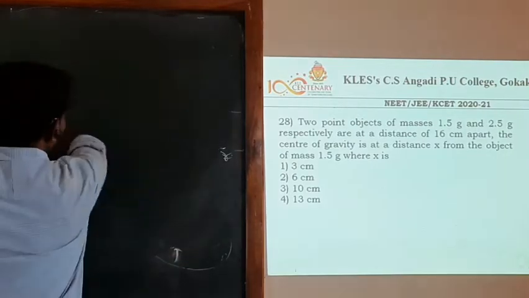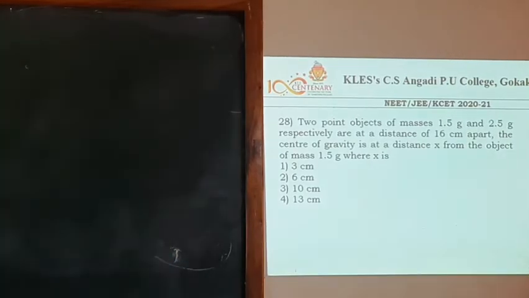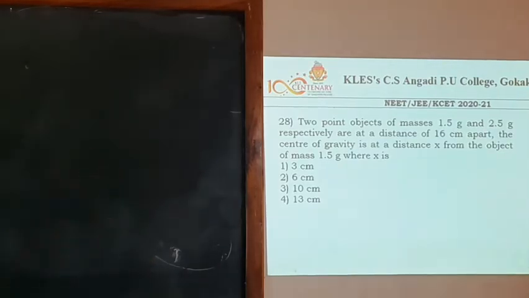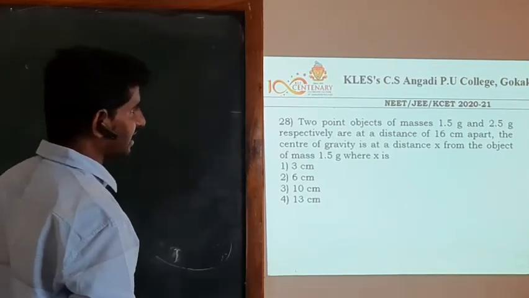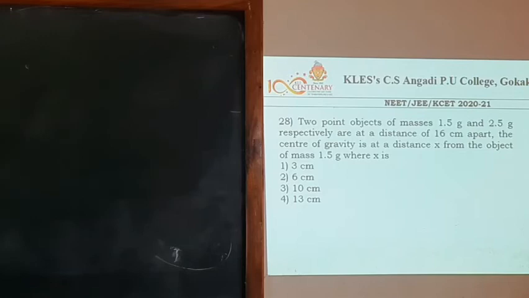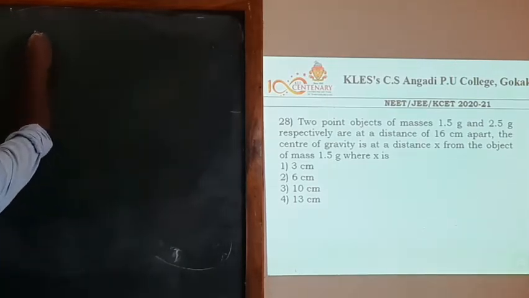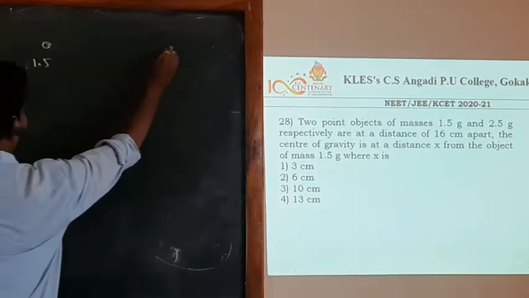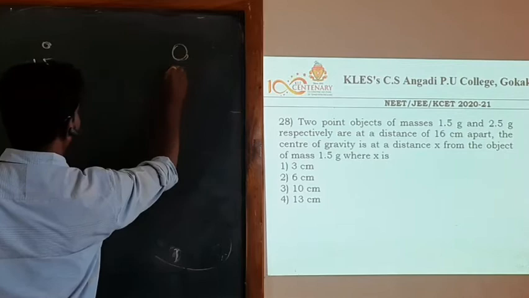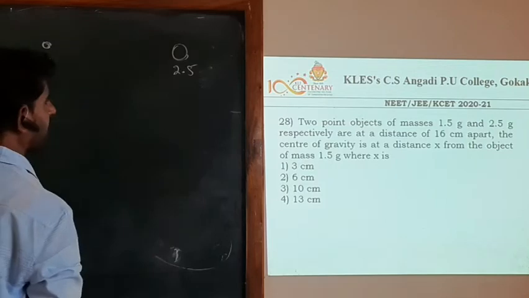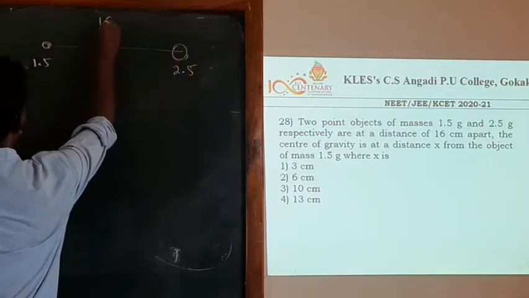Next one. Question number 28. Two point objects of masses 1.5 gram and 2.5 gram respectively are at a distance of 16 centimeter apart. The center of gravity is at a distance x from the object of mass 1.5 gram, where x is? Okay, so there are two bodies. One has a mass of 1.5 gram, another has a mass of 2.5 gram. They are at a distance of 16 centimeter.